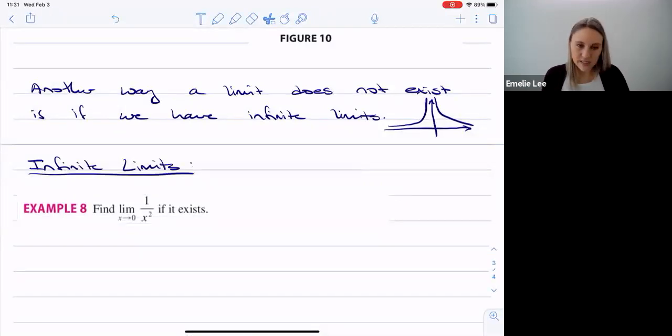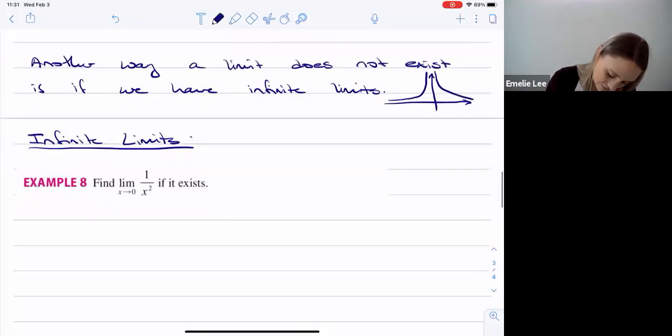So we want to find the limit as x goes to 0 of 1 over x squared. So right away, we know we can't divide by 0. So that's trouble. We know that this function doesn't exist, or it's undefined, at x equals 0. But what about as x approaches 0? We want to know how it behaves from the left and how it behaves from the right.